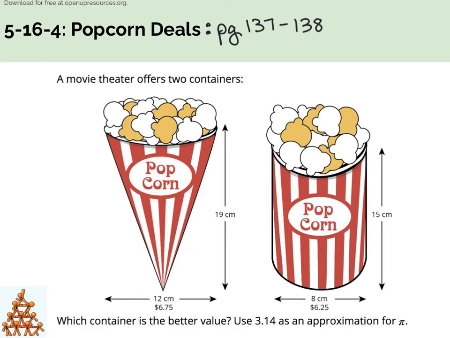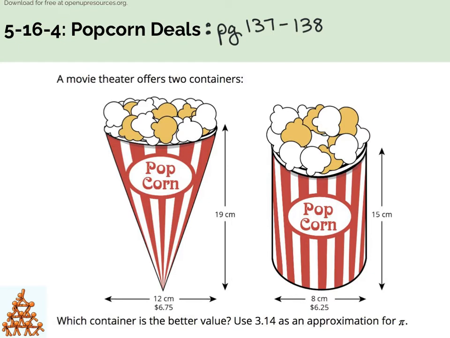It also goes into 138, and it says a movie theater offers 2 containers. And then you're supposed to answer the question, which container is better value? Use 3.14 as an approximation for pi. So go ahead and pause, answer that question, and then come back to us. So let's go ahead and go through this.